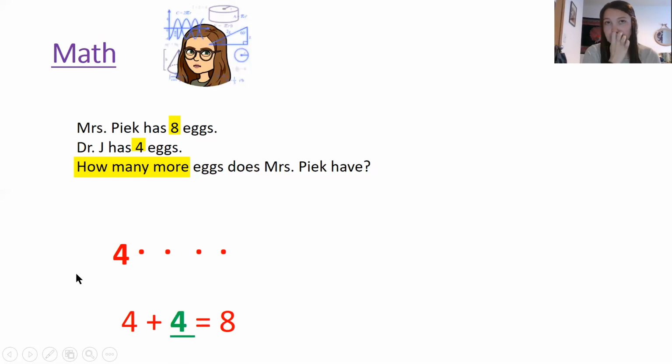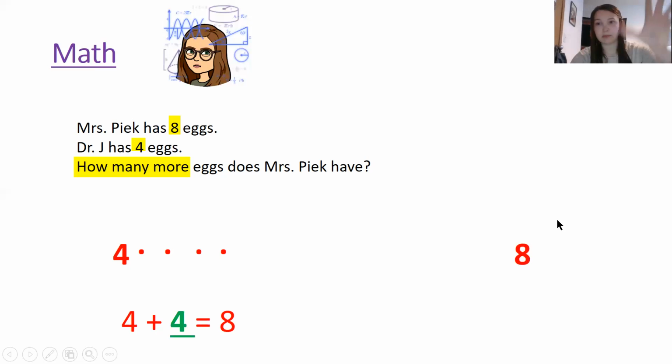Okay. And in our success criteria, it said another strategy that we can use is the count back strategy. Now, when we were counting on, we started at the smaller number and counted on up to our bigger number. But when we're counting back, we start at the larger number, which is 8, and count back to our smaller number, which is 4. Okay, so let's practice counting back with this problem too.